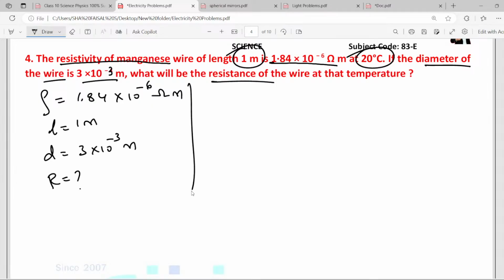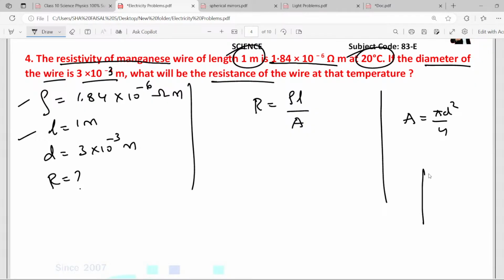Any doubts? Before we solve this problem, we have a formula: R equals rho L by A. Rho they have given, length they have given, area we don't know. So first let me find the area. We know that a wire is in the form of a cylinder, so the area of cross section of a cylinder is pi d square by 4.